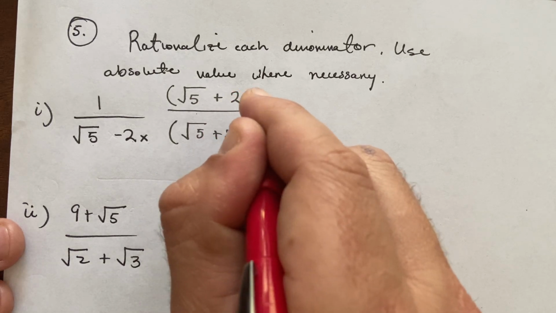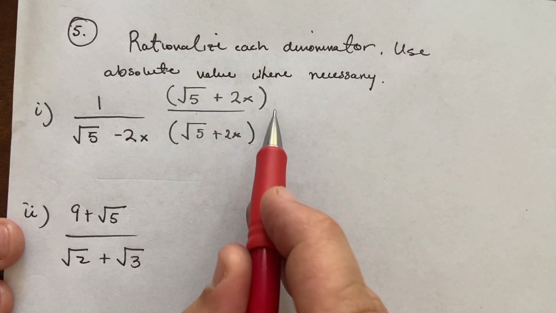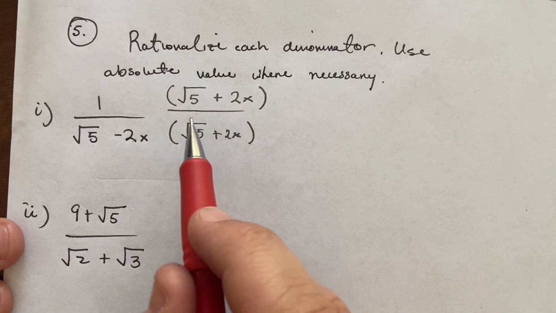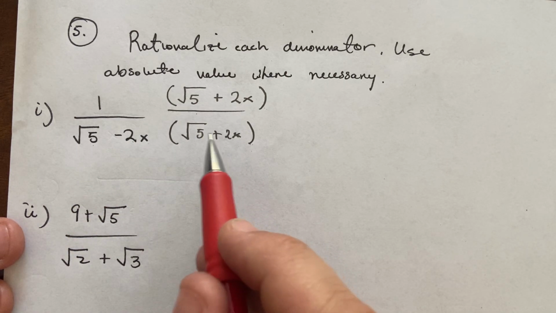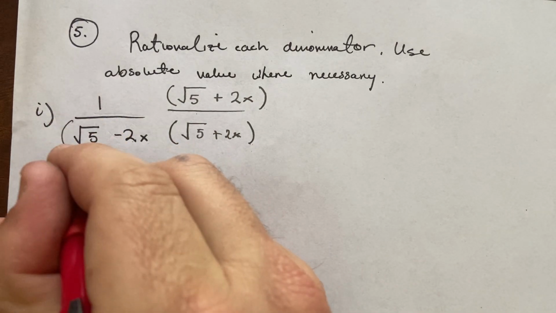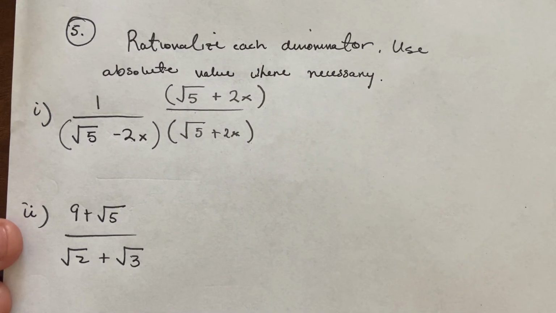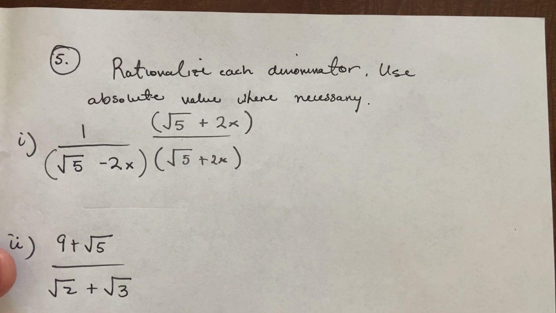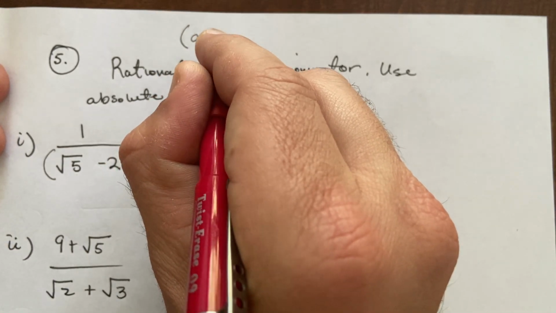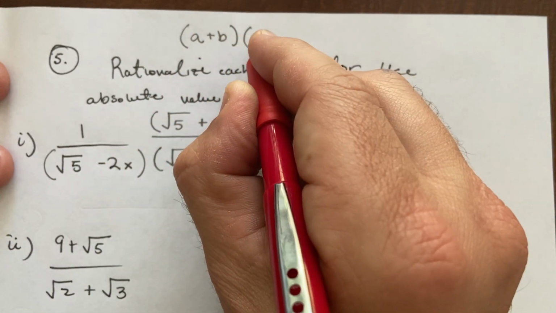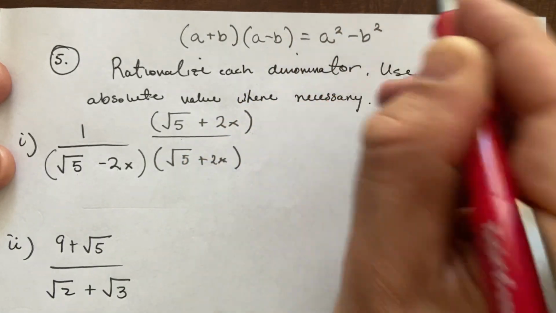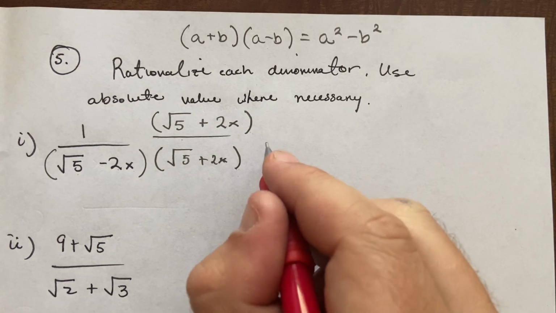Since I don't want to actually change the value, this is just a strange form of the number 1 right here. So I'm not actually changing this number's value. I'm just re-representing it through use of this conjugate, and therefore I'm rationalizing. With the use of the conjugate, you will always get this difference of squares thing to appear. So you can use that to simplify in a lot of cases.